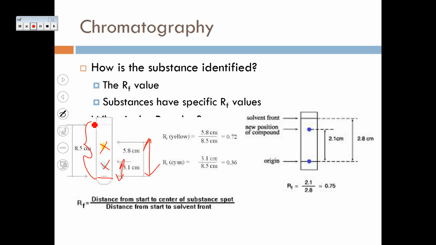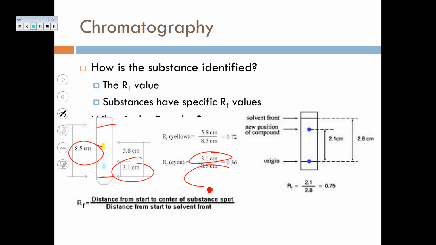So to find the RF value for the blue one, let's do the blue one first. You would take 3.1, put it in the numerator, and divide it by the total distance from the start to the finish, which is 8.5, and you would get an RF value of 0.36.